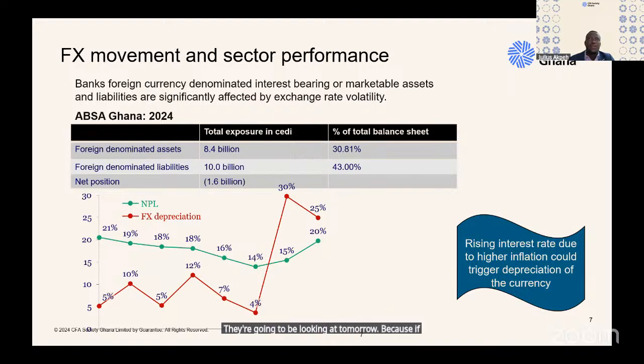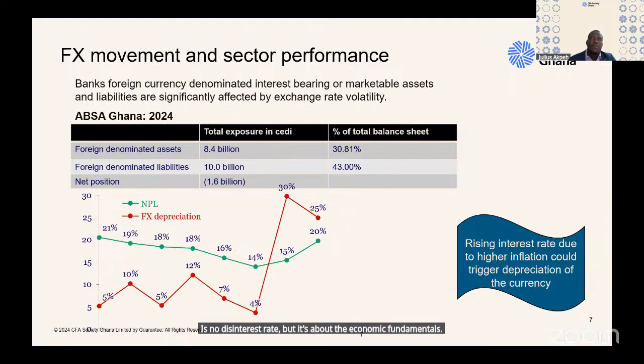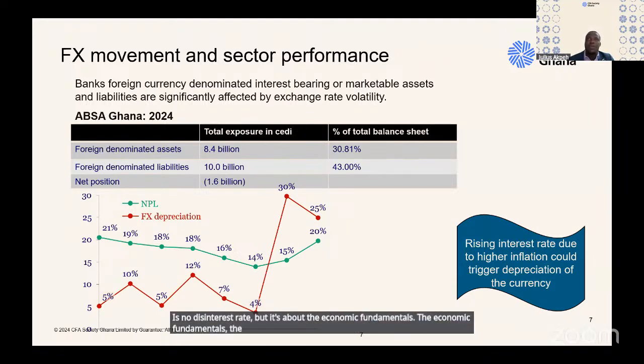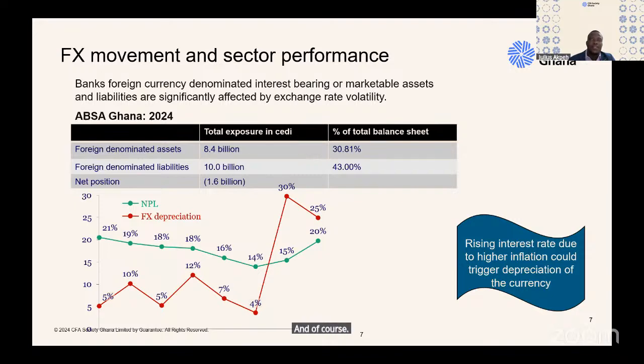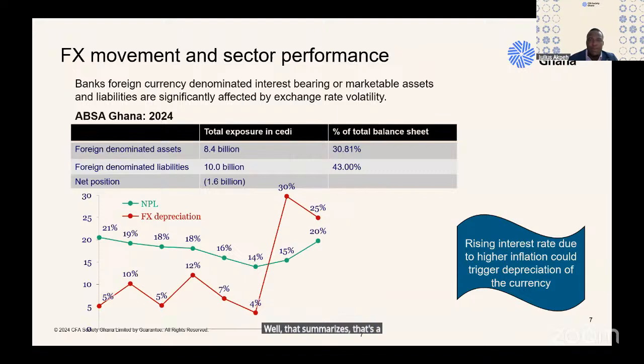Because if you look at interest rate generally, it's a real rate plus an expectation for inflation. Generally, that's what it is. So if they expect a higher inflation, higher than even what the government is giving them, at the end of the day, they will still not be attracted. So the key thing that actually attracts foreign investors is not just interest rate, but the economic fundamentals. The economic fundamentals, the expectations, the economic outlook, that is what investors are interested in. And of course, Vice President Bawumia said that if the economic fundamentals are weak, the exchange rate will expose you. That's a good statement, and that summarizes my point.